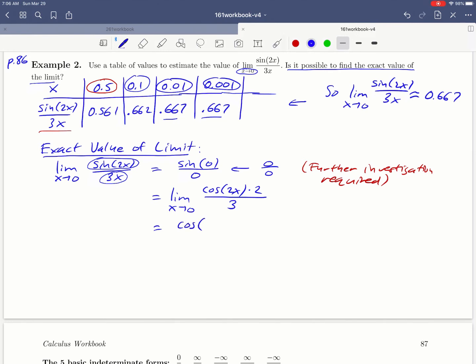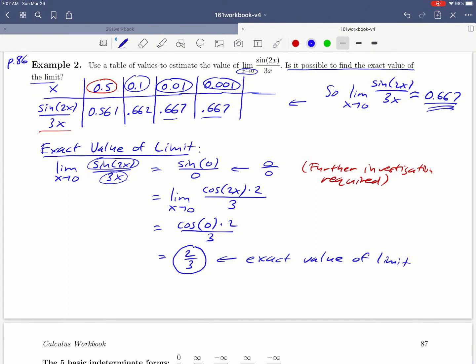So we're going to get cosine of 2 times 0, which is 0, times 2 over 3. And then what is the cosine of 0? Well, you might remember that it's 1, or you could ask your calculator. And so we're going to get 1 times 2 over 3, which is 2/3. That turns out to be the exact value of this limit. And as a decimal, 2/3 is 0.6666 off to infinity. Notice that that agrees with the decimal up here that we got. So we are done with this problem.